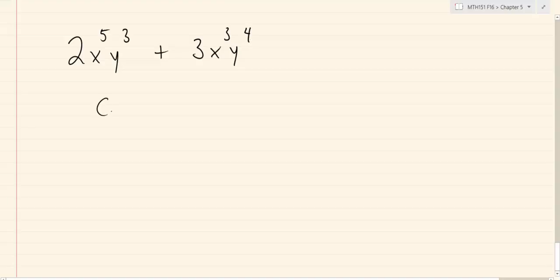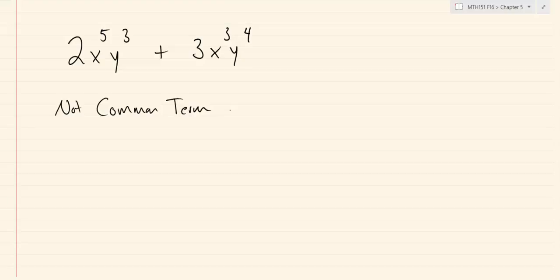If I had 2x to the 5th, y to the 3rd, plus 3x to the 3rd, y to the 4th. Why can you not add these? These are not common terms. It's important to notice that these rules that we're applying, the product rule, the quotient rule, the power rule, are dealing with products and quotients. They're not sums and differences.